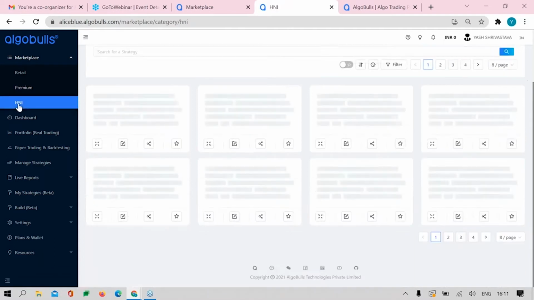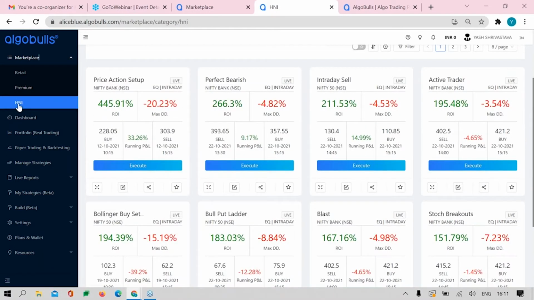Apart from that, we have HNI strategies which purely focus on option selling and intraday selling strategies, which require higher margin and have much higher risk ratios. So in our HNI strategies, we usually have strategies which require higher capital as well as higher risk, but at the same time the risk to reward ratio increases from retail to premium to HNI, and the capital also increases from retail to premium to HNI.